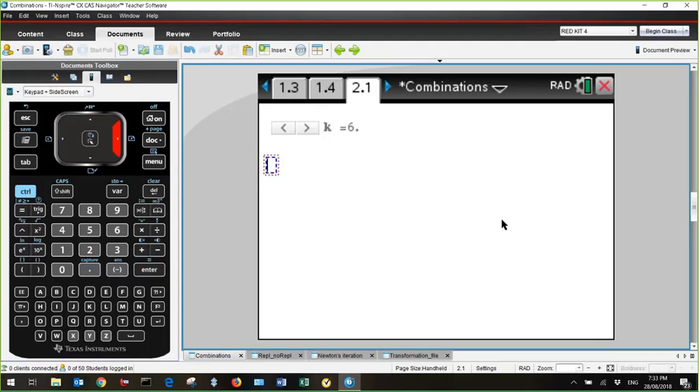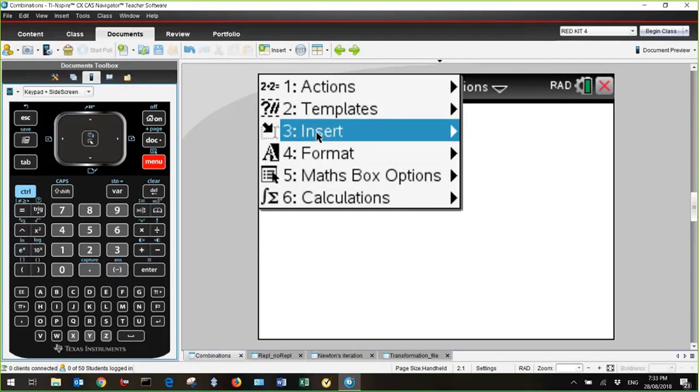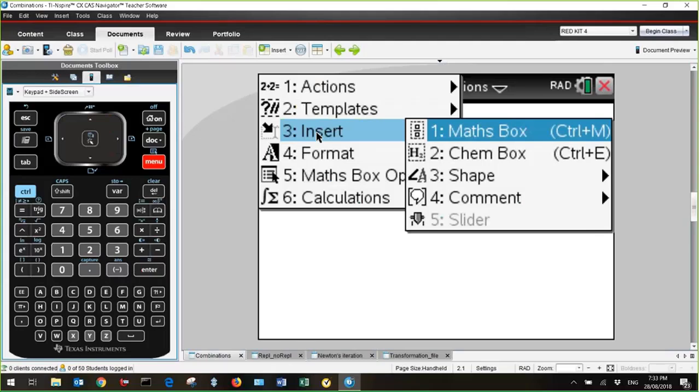Now, to save time, I've already put a slider in the notes page, and I've called the variable k. If you want to add a slider to a notes page, it's just menu and insert, and you'll see that number 5 is slider. And the other thing, to carry out the dynamic computation, it needs to happen in a maths box, which you can get through the Insert menu or Control-M as the shortcut.